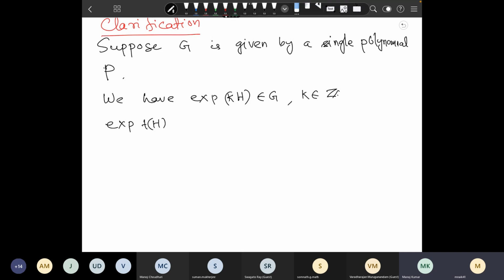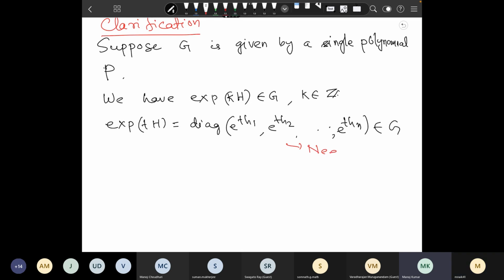and we have to show that exponential of th, which is equal to diagonal of e to the power th1, e to the power th2, and e to the power thn, belongs to G. We have to show this. Now this exponential of th has non-diagonal coordinates 0, and if you look at the diagonal elements, they have only real coordinates; imaginary diagonal coordinates are 0, right?